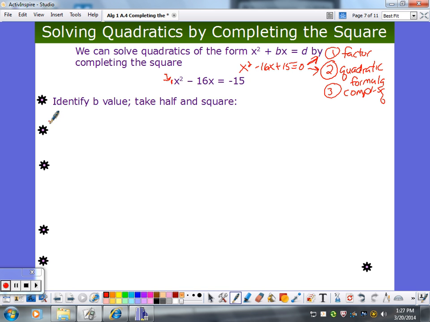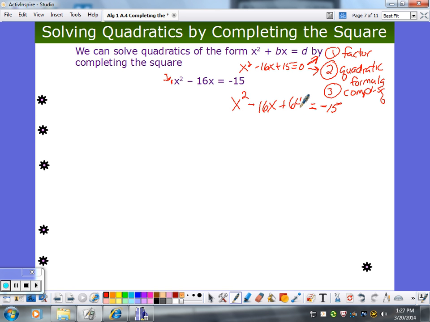Now, I've got all kinds of words here. I'm not even going to bother showing the words right now. What you do is you write it in this format, but I'm going to leave some space here. So all I've done so far is just rewrite, making some space. Because I'm going to complete the square. What does that mean? I'm going to look at this number. You're going to take half of it and square it. What's half of negative 16? And what's negative 8 times negative 8?